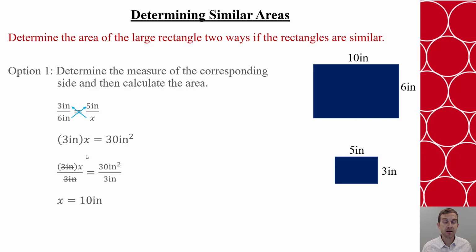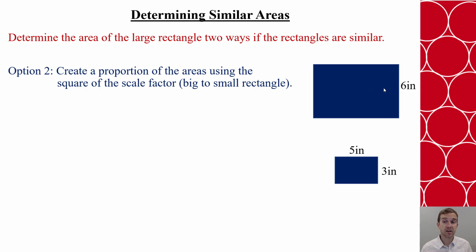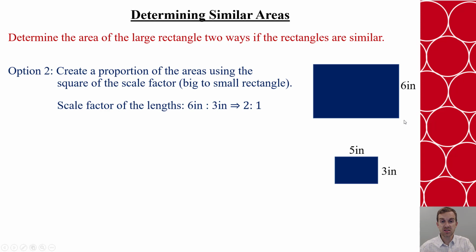Now that I have both the length and the width of the rectangle, I can multiply them together to get their area, which would be 60 square inches. Now another method I could use is to create the proportion of the areas using the square of the scale factor, thinking about that big to small relationship. So if I look at this, this is 6 inches to 3 inches, which simplifies to 2:1. So each length is twice the length of the other side.